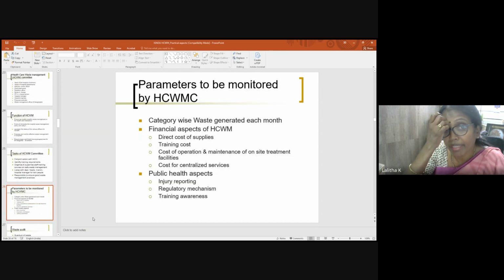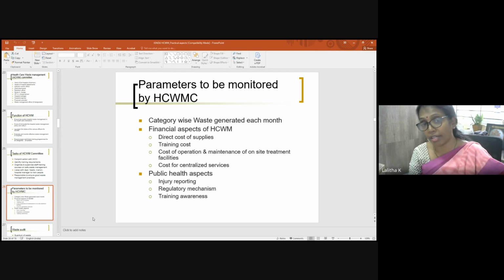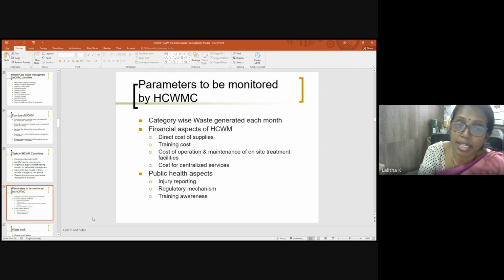So what are the parameters you need to monitor? The one is categories of waste generated every month. You can see that more or less it will be the same over the period. If there is something more, you must look into it, why is it happening, and take necessary actions, if there is really wastage of waste, or more generation is coming for some reasons.